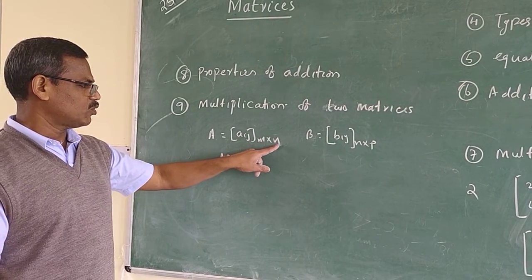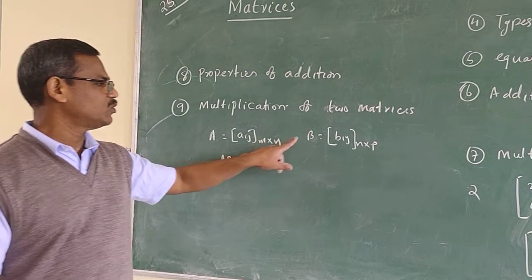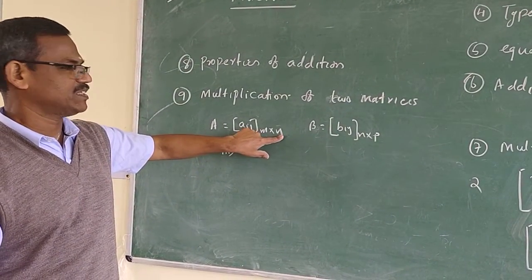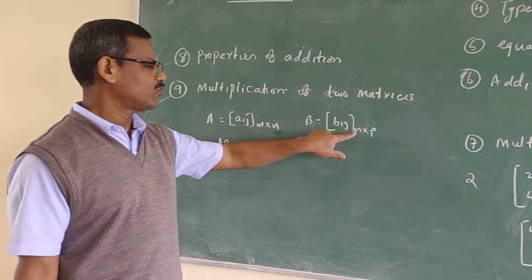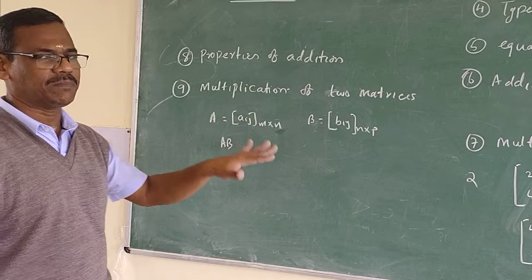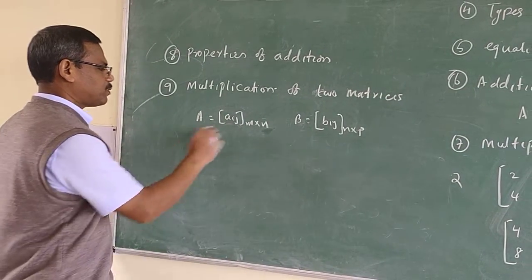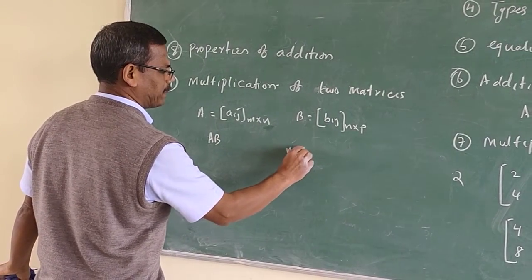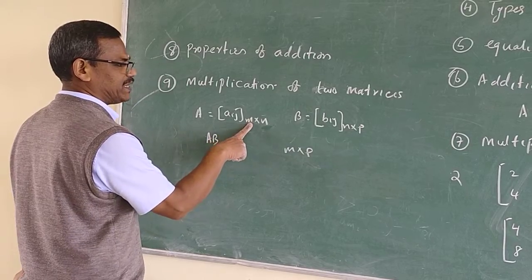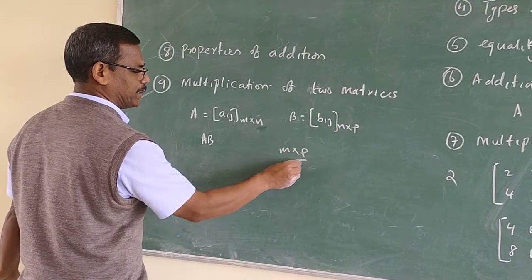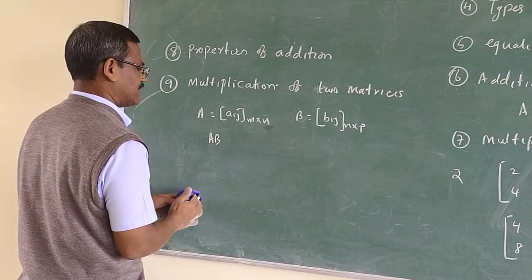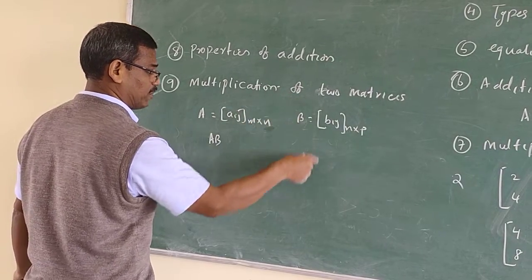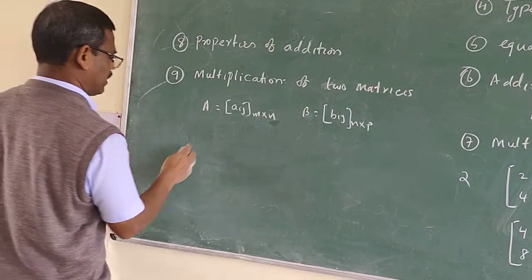That is, the number of columns of the first matrix should be equal to the number of rows of the second matrix. Then only the multiplication of the matrices is defined. And the product, after multiplying, is an m by p matrix. When an m by n matrix and an n by p matrix are multiplied, you get an m by p matrix. And how the elements come is, you multiply the row of the first matrix with the column of the second matrix. Let me take a simple example and explain.